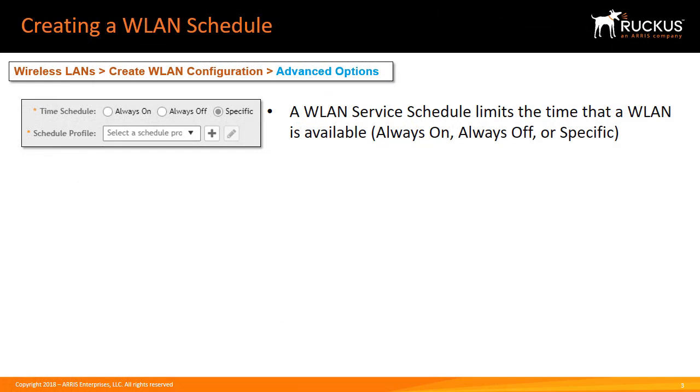So within a wireless LAN, you have the ability to limit the schedule or limit the time that a wireless LAN is available. Now by default, a wireless LAN when being configured is set to always on. You have other options of always off or specific. Within the specific settings, it allows you to create a schedule limiting the amount of time or specific times in which a wireless LAN will be available to users.